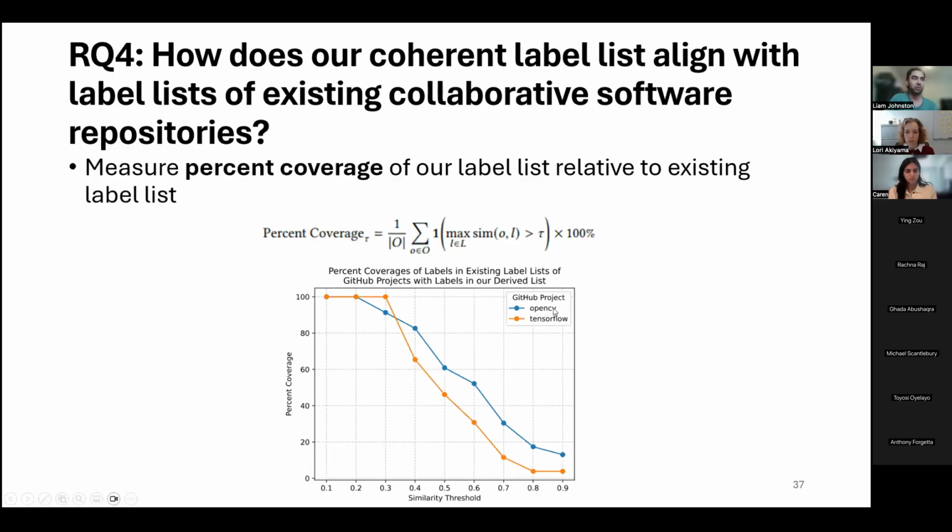So here, this was our experiment. We tested two label lists from projects that aren't in our data set, because that way we're not reproducing the same labels. And we see here, as the similarity threshold gets higher, clearly it's only going to really keep exact matches. But at lower similarity thresholds, we find pretty high coverage, right? Even at 0.4, we're over 60% for both. So that goes to show that they're fairly covered.